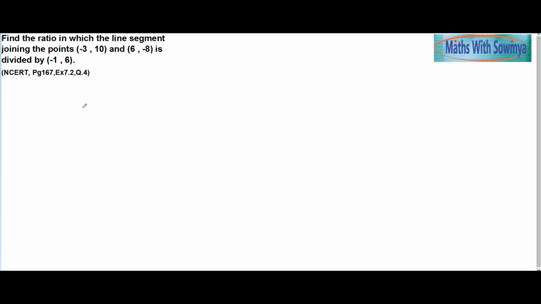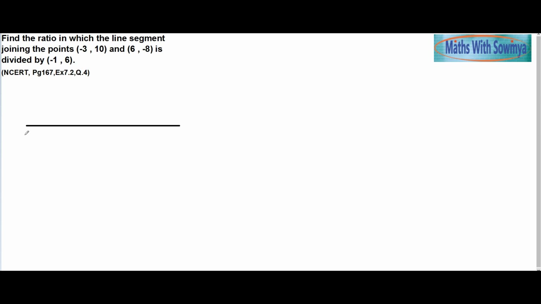This is an important question usually asked. So you are going to find the ratio here. All the 3 points are given. That means what all are given. So here the line segment is given according to the question. So find the ratio in which the line segment joining the points.